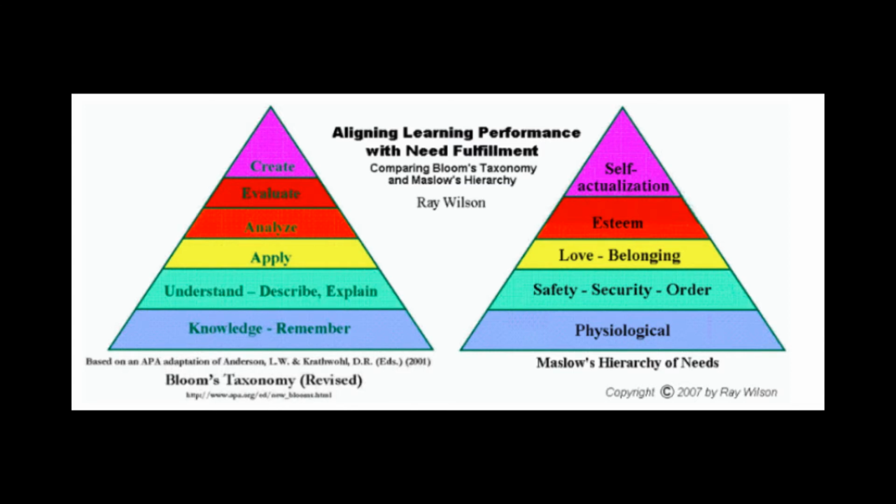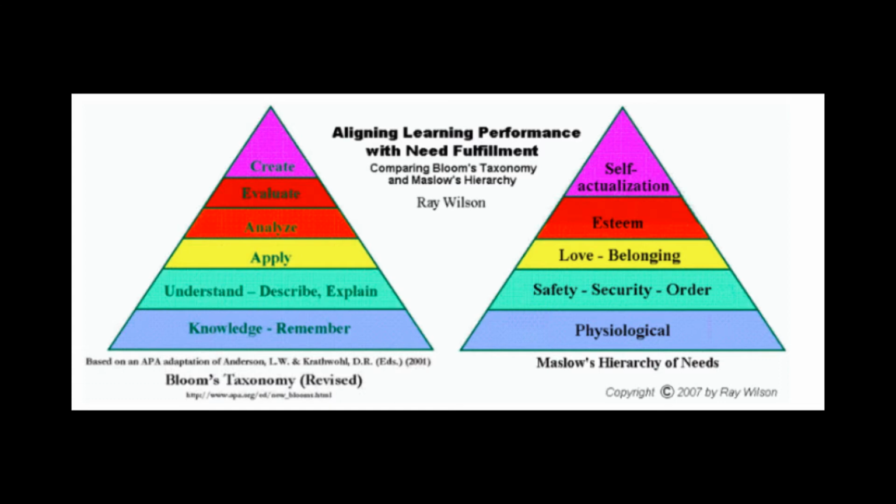If you look at Bloom's taxonomy, you will see that the student needs to create, evaluate, analyze, apply, understand, describe, and explain, and have the knowledge to remember, retain, and implement things in their leadership roles. And that's pretty much what Bloom's taxonomy is.